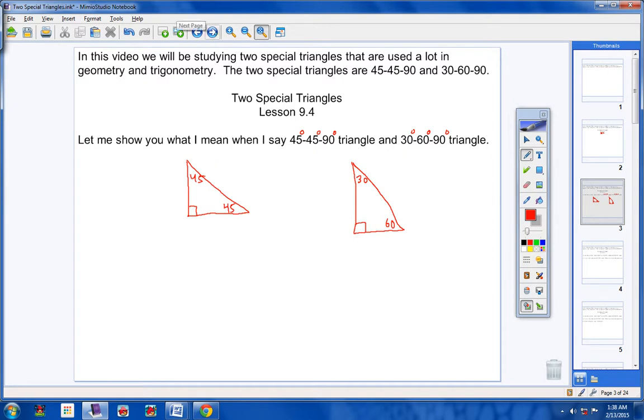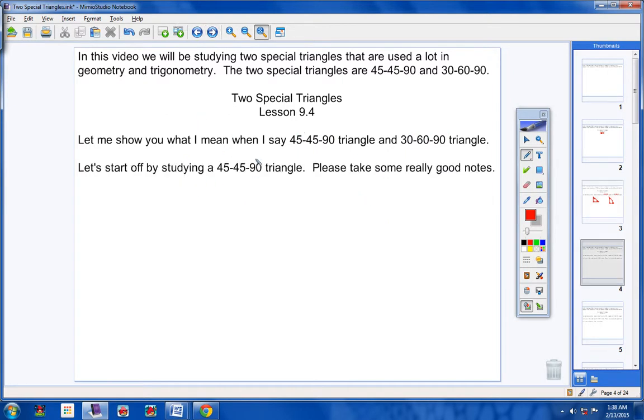Now, let's start our studies off today by looking at the 45, 45, 90 triangle first. Please take some really good notes. Here we go. You ready? Watch carefully what I do, please, students. Here we go. Please take really good notes. In your notes, I want you to draw a 45, 45, 90 triangle, okay?